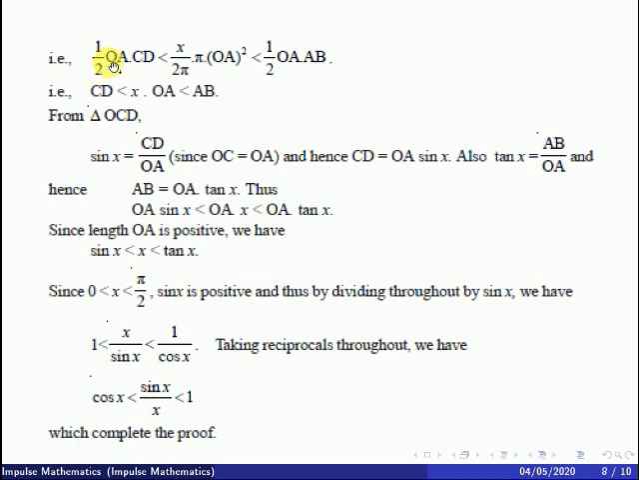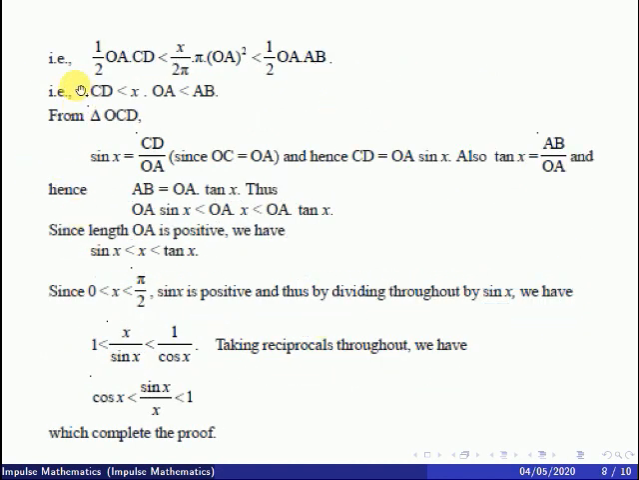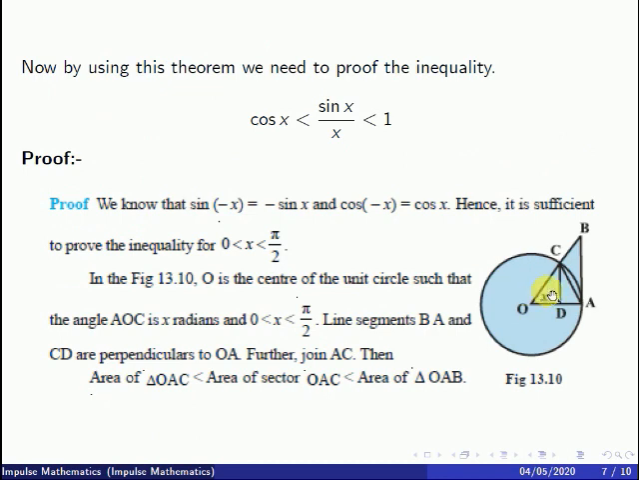So if we put the values here, the area of triangle OAC is less than the area of sector OAC, which is less than the area of triangle OAB. If we put the formula of the area, then half of OA into CD is less than half of OA into x into OA, which is less than half of OA into AB. If we cancel out half of OA from all of this, then we get CD < x·OA < AB.